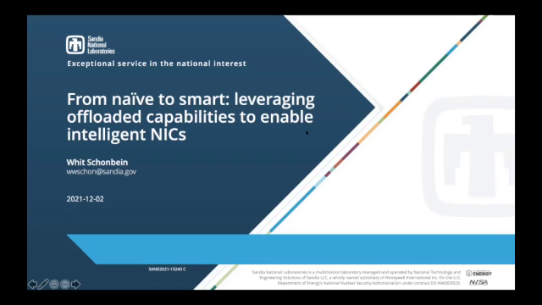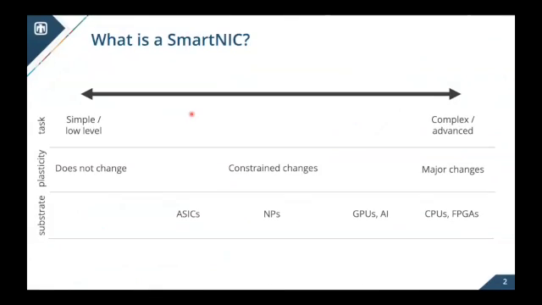Okay, so as I mentioned, this is sort of a black sheep talk in that it's about Portals, and the topic is basically about leveraging offloaded capabilities that are in the Portals network API to enable intelligent NICs. And so, of course, I'll just start by talking about what an intelligent NIC is. You all know what an intelligent NIC is.